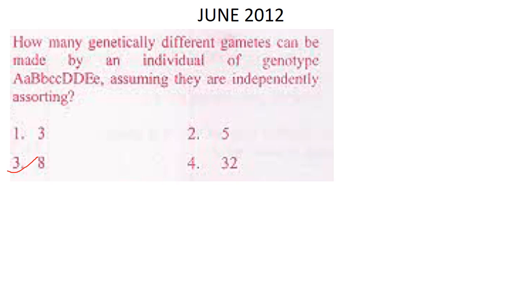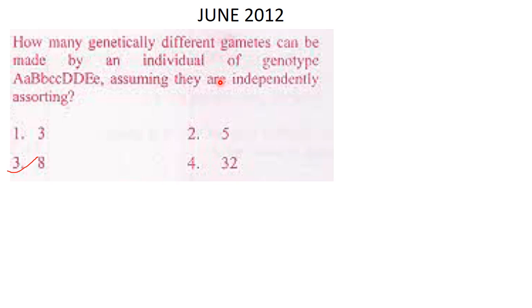So this is the June 2012 question paper, CSIR Life Science. I am doing the genetics part, and coming to the first question: how many genetically different gametes can be made by an individual of the genotype capital A, capital B, small b, small c, capital D, capital E, small e, assuming they are independently assorting? So they have asked for how many different gametes can be made by the individual for this particular genotype.